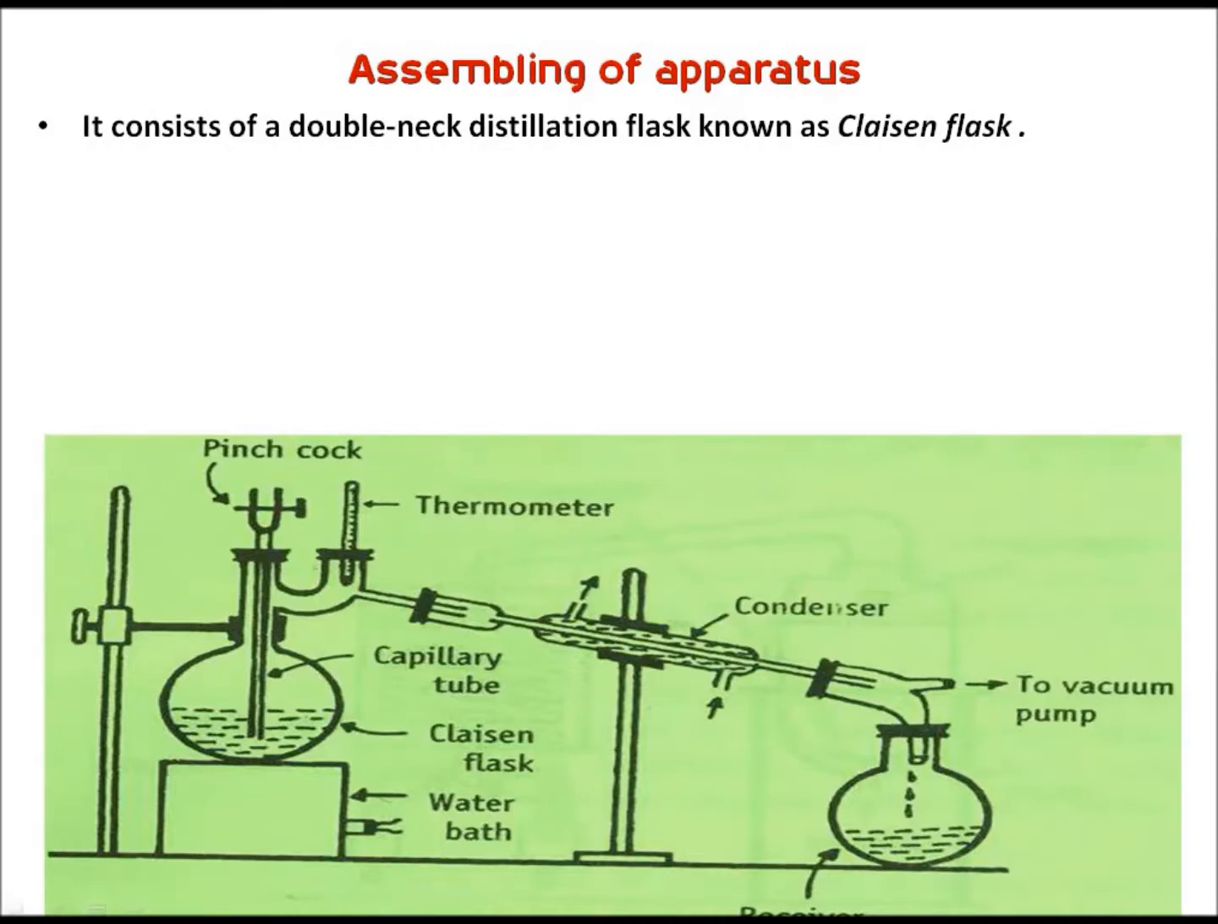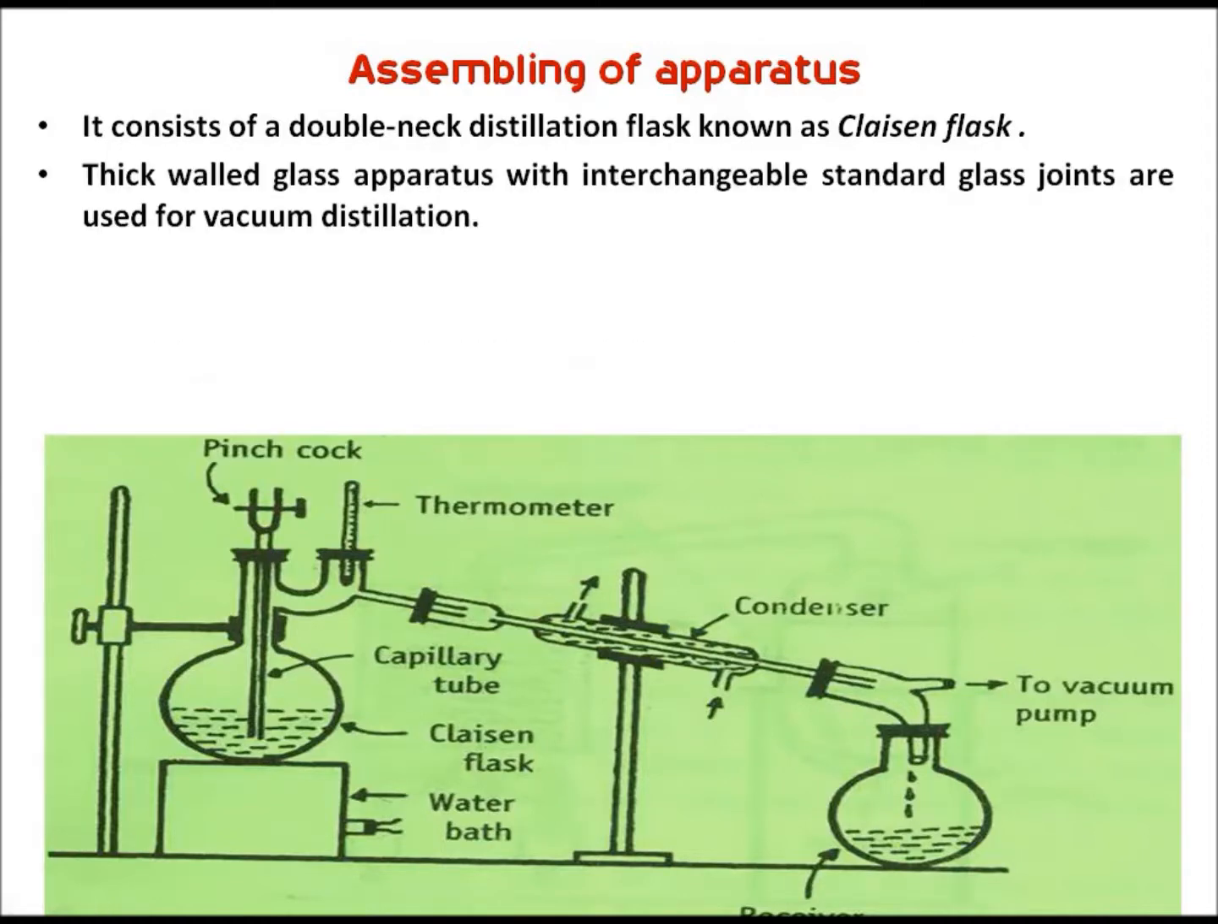Why is it known as the Claisen flask? Because it is double neck. One neck is present here, another neck is present here. So this type of distillation vessel is known as the Claisen flask, right? The thick wall glass apparatus with interchangeable standard glass joints is used for this vacuum distillation.